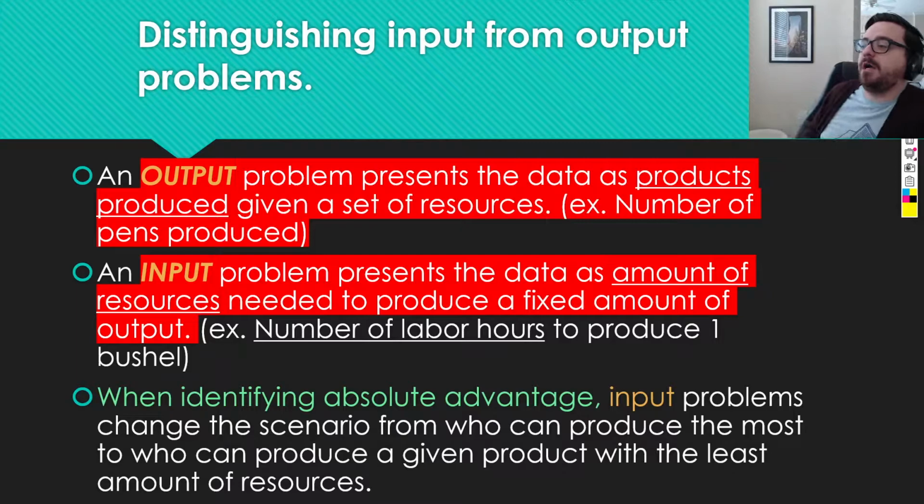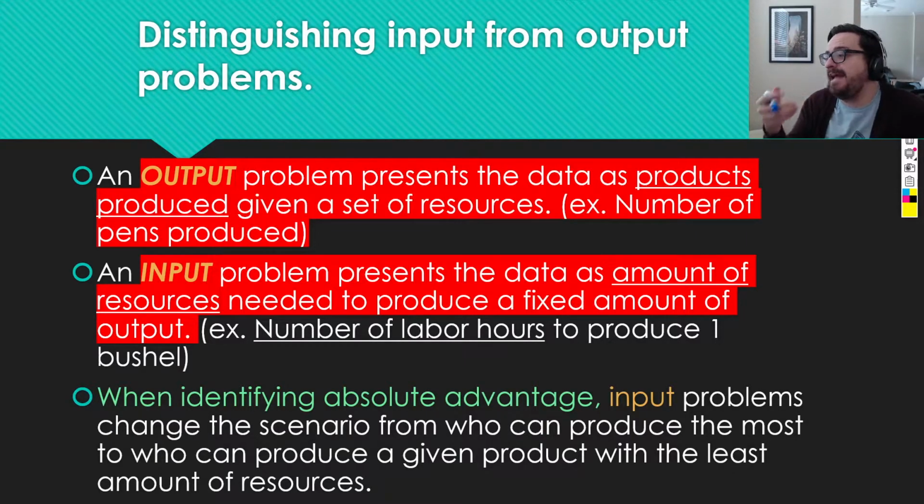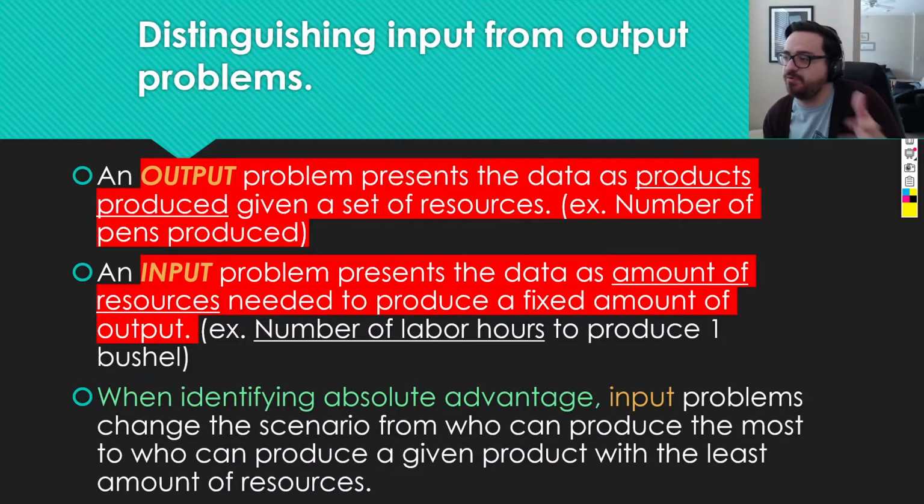The other type of problem you'll see, which is what we're going to practice next, is an input problem, where the numbers in the table that you're presented are the amount of resources needed to produce a fixed amount of a product, like number of hours to make a thing. Like if it said number of minutes to make a pizza for the first example, that would have been an input problem, because the product, pizza, is fixed. It's 1 pizza. What's the variable, the numbers that can be different, would be the resource, time.